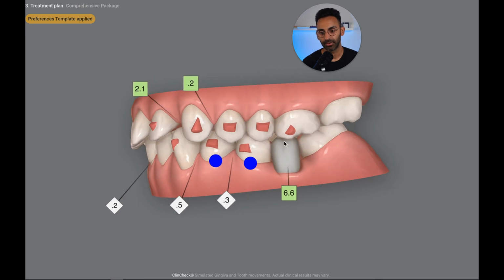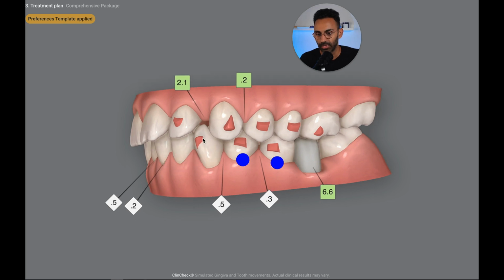And same thing down here. So I would request to remove these pontics, and that way the plastic can just fill in the space and you get more surface area on those teeth. So that's what I would do there.